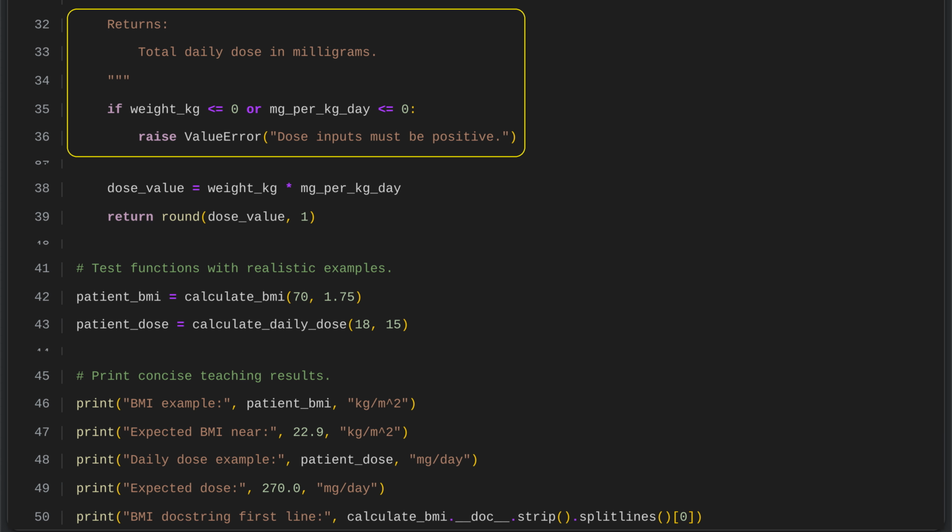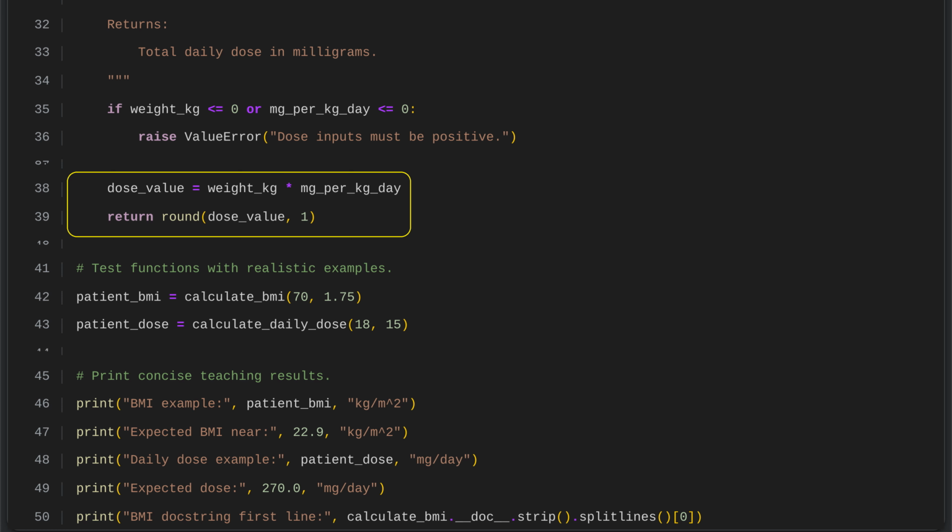The function calculates the total daily dose in milligrams, but first confirms that both the patient's weight and the dose per kilogram per day are positive. If either value is 0 or negative, it raises an error to prevent invalid input from being used. The code finds the total daily medication dose by multiplying the patient's weight in kilograms by the prescribed amount per kilogram per day. It then rounds the result to one decimal place for a clear, precise dosage.